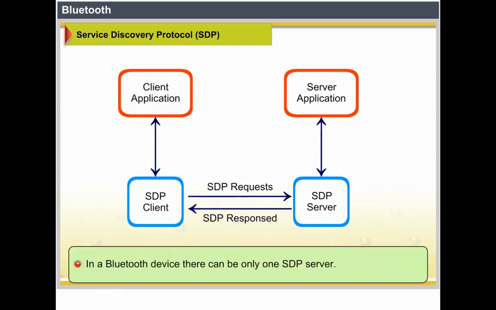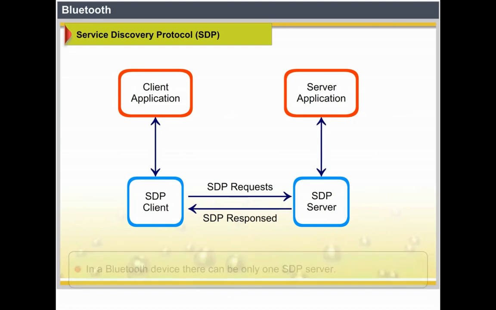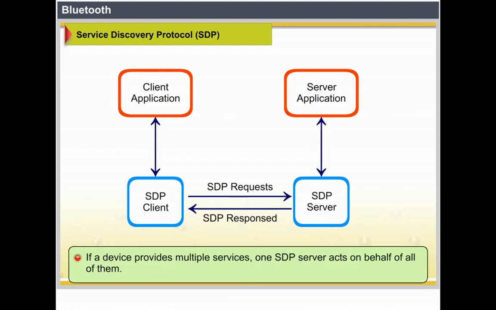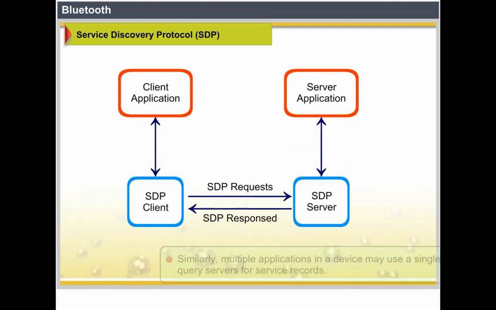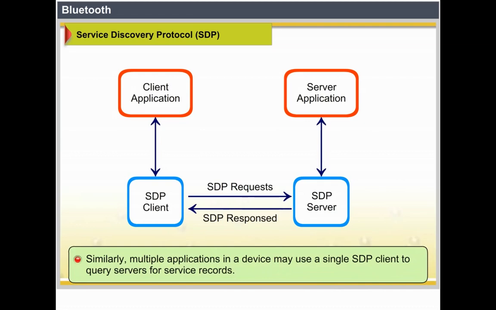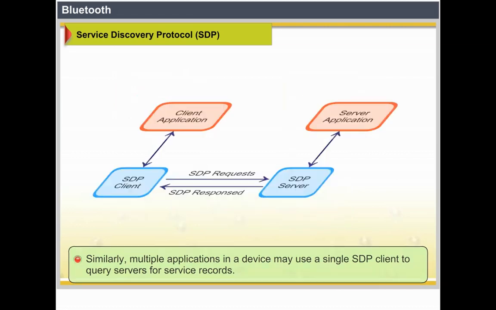In a Bluetooth device, there can be only one SDP server. If a device provides multiple services, one SDP server acts on behalf of all of them. Similarly, multiple applications in a device may use a single SDP client to query servers for service records.